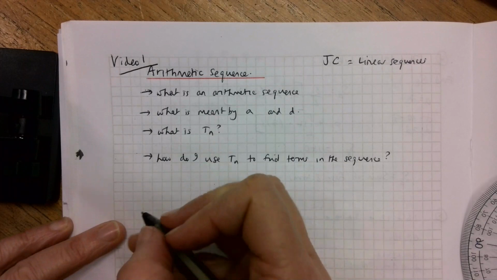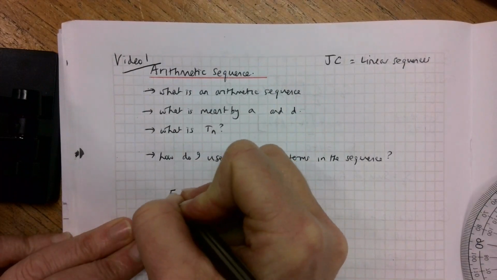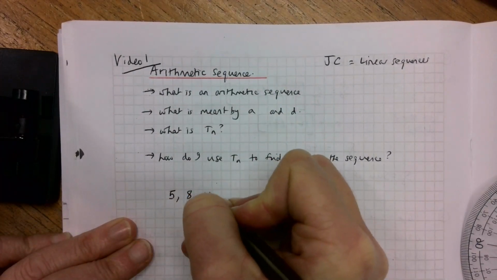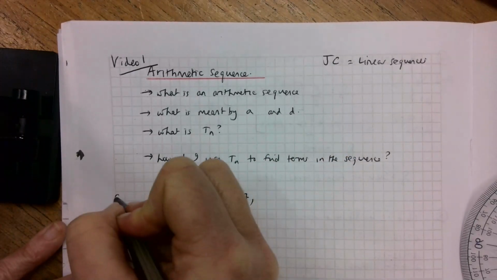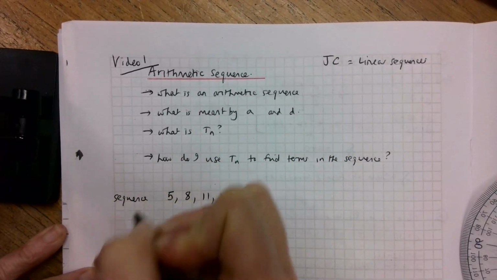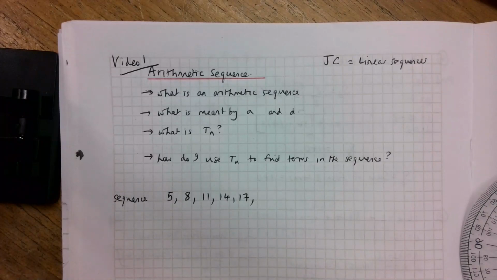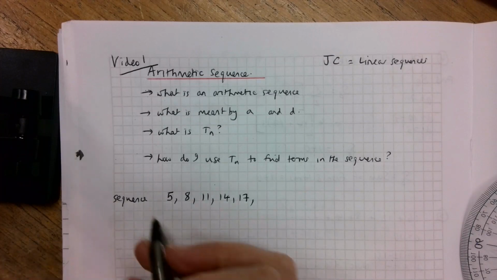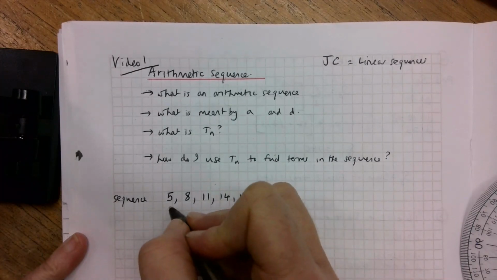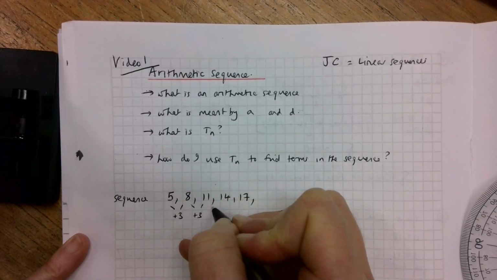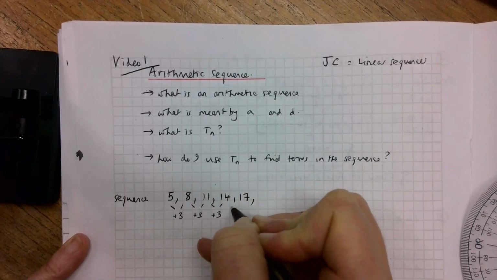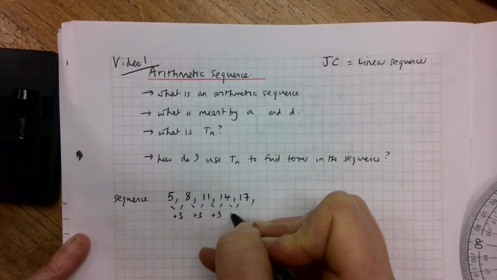So the first thing, let's take a sequence, 5, 8, 11, 14, 17. A sequence is a set of numbers that follow one after the other, where we can see something that happens to each term gets it to the next term. So looking at this sequence, hopefully you can see that to get from 5 to 8 we add 3, and that's the same as to get from 8 to 11, and from 11 to 14 and 14 to 17.